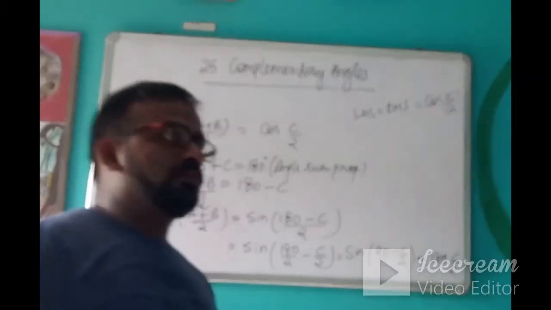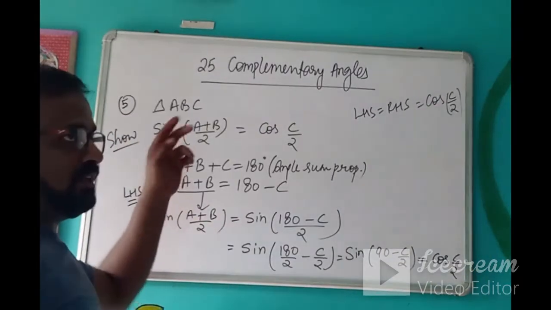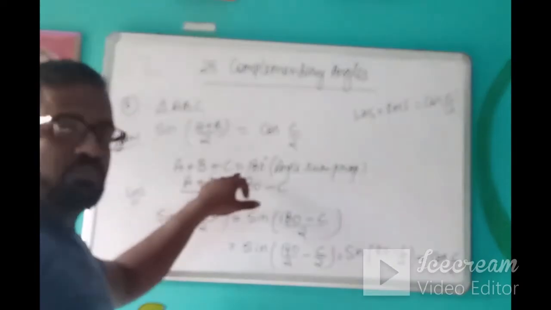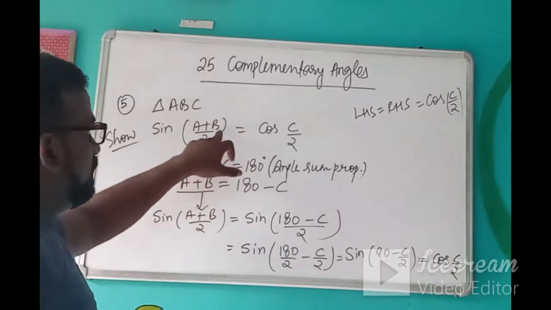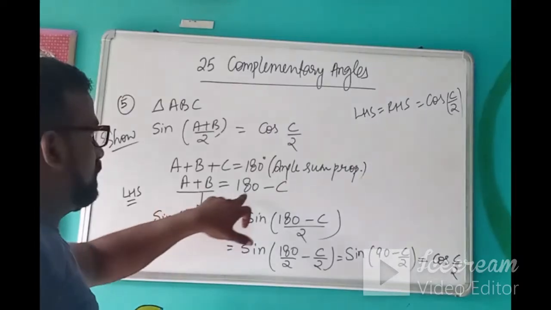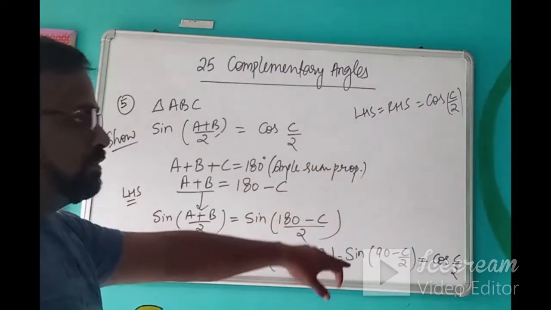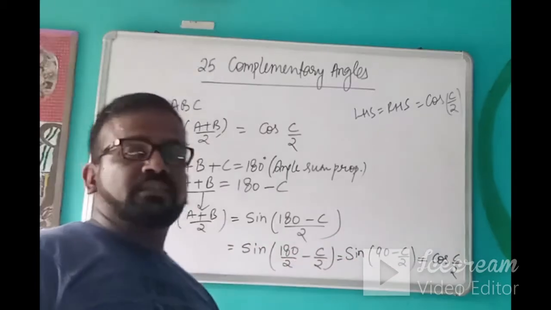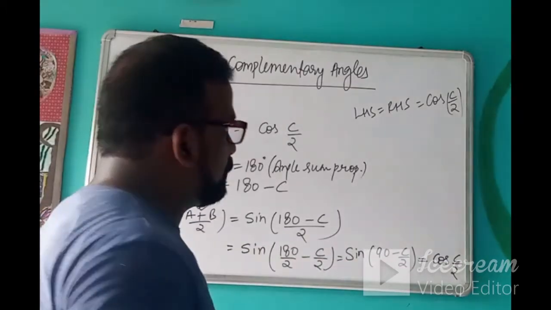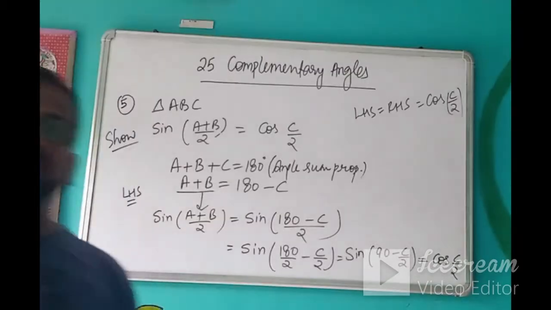Hence proved. So what are the steps that I have taken? I have used the angle sum property. Then I have replaced the value of A plus B equal to 180 minus C here. And then I used the identity sine 90 minus theta is cos theta. So in these type of questions you can solve like this.